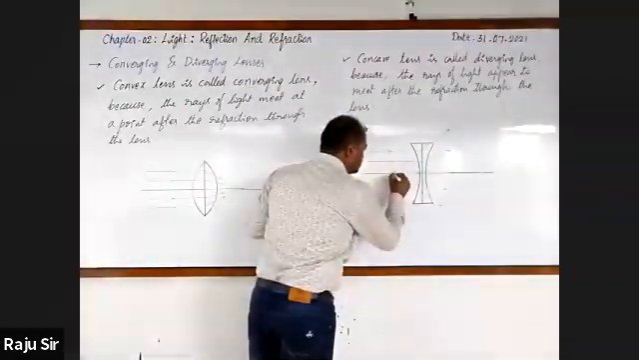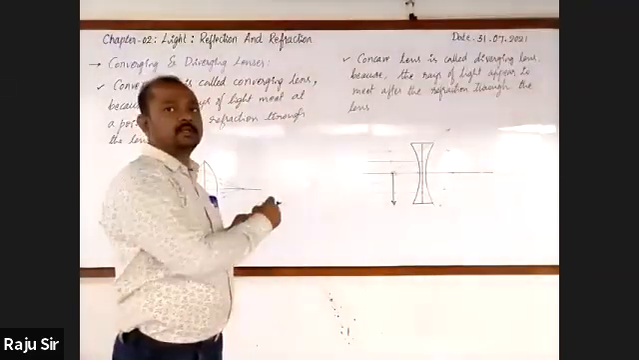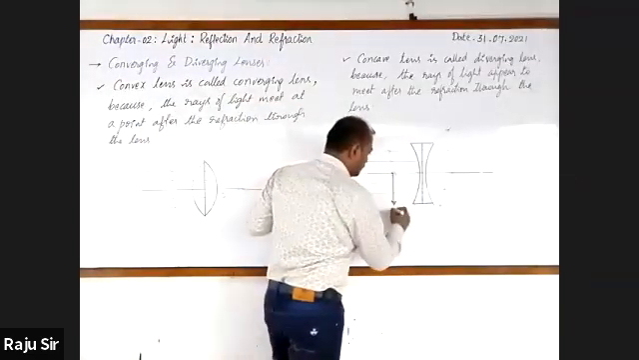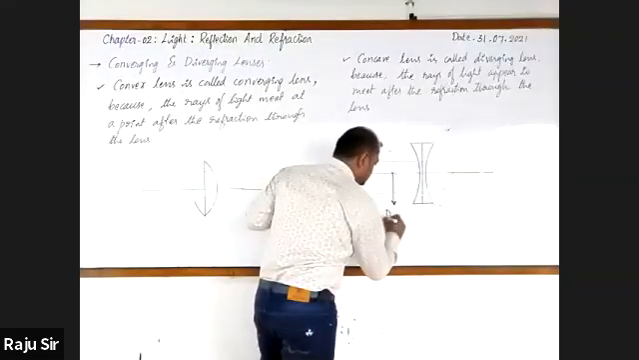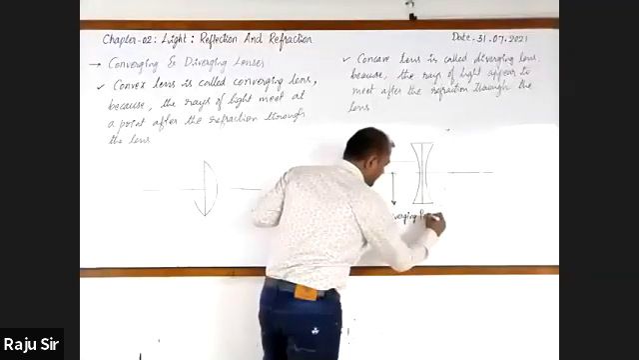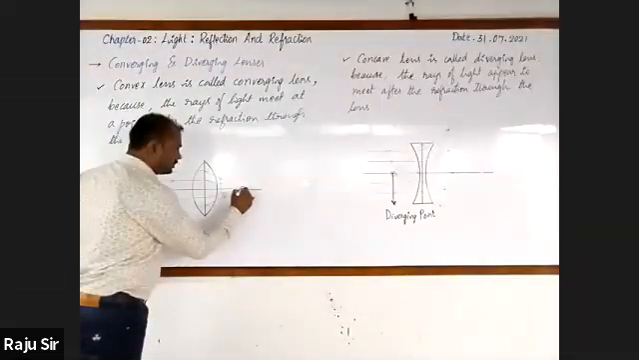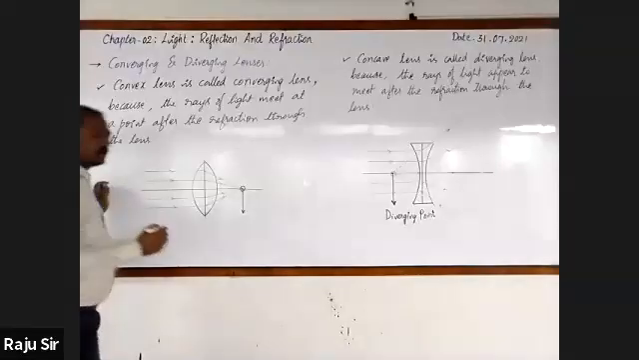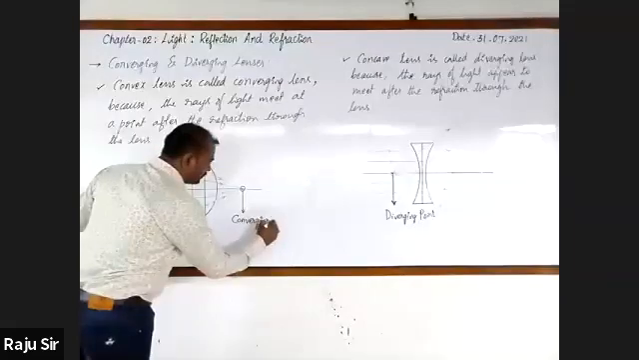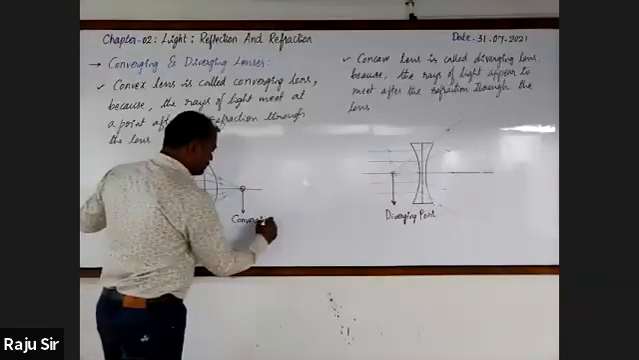This point is called the diverging point, the point at which the rays of light appear to come out from. It is the diverging point. In case of convex, show this point. This is the point of convergence, or converging point, where the rays of light actually meet after the refraction.